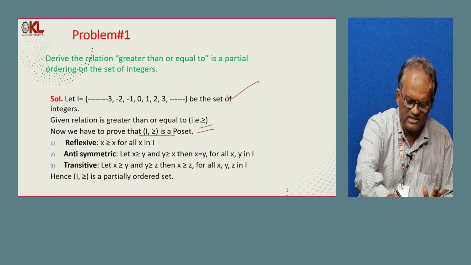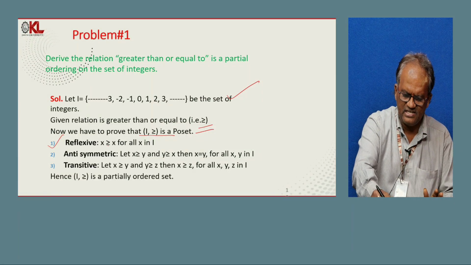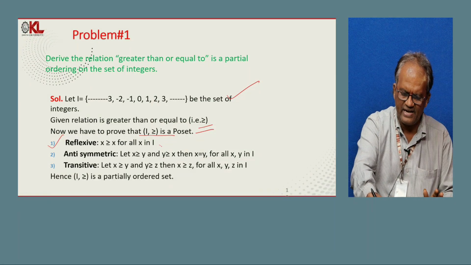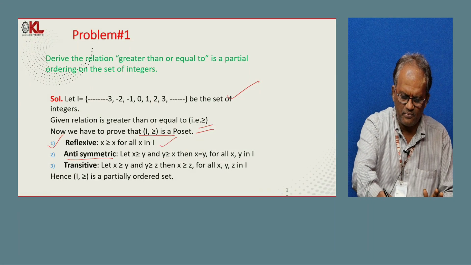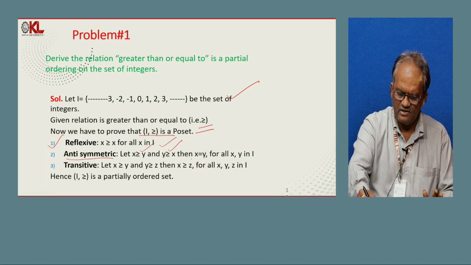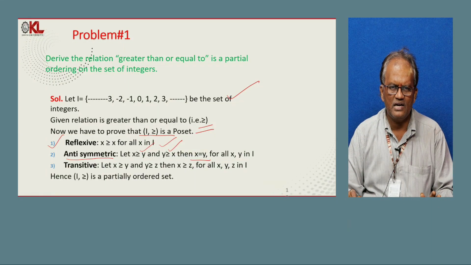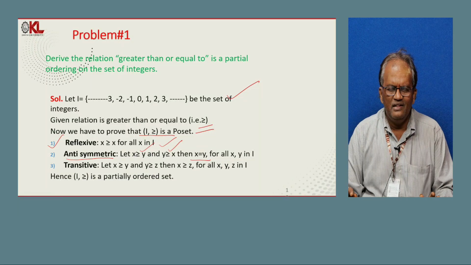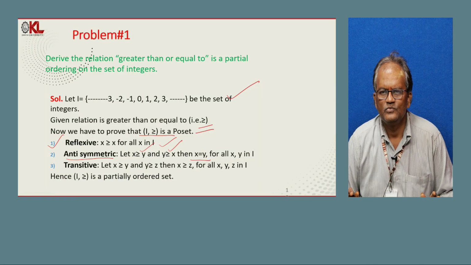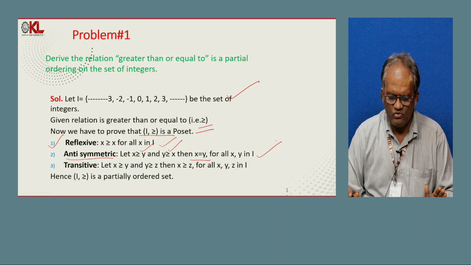The first property we already discussed. Now the reflexive property: x is greater than or equal to x for all x in I. And the antisymmetric property: if x is greater than or equal to y and y is greater than or equal to x, then x is equal to y. That is the usual number system: if two elements are comparable both ways, then the two elements are the same. So the property is satisfied by the greater than or equal to relation.